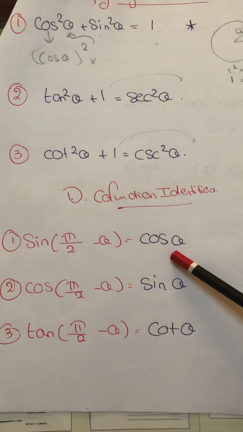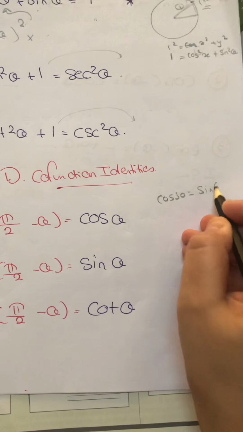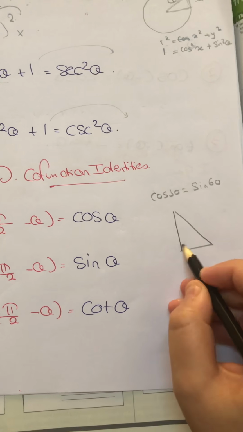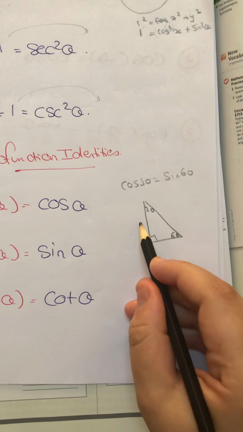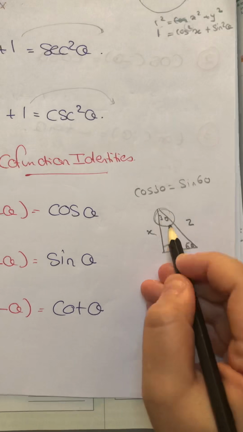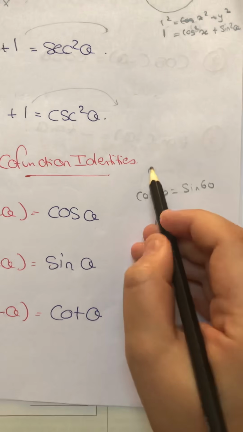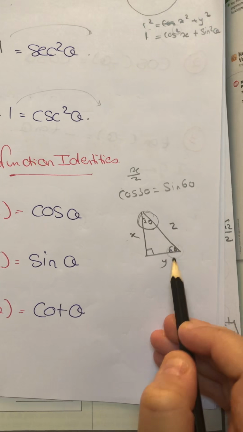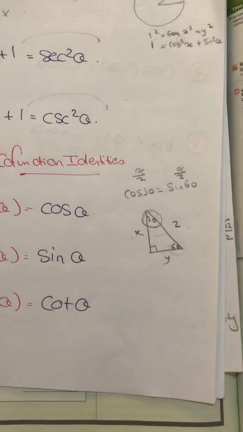I think we did discuss this before. And no, cosine 30 is equal to sine 60. Remember? And we proved it before. Here, let's say I have this as 30 and this as 60, and this is, for example, with letters x, y, z. If I want cosine 30, adjacent over hypotenuse, so it's x over z. And if I want sine 60, sine is opposite over hypotenuse. I'll find myself ending with x over z.